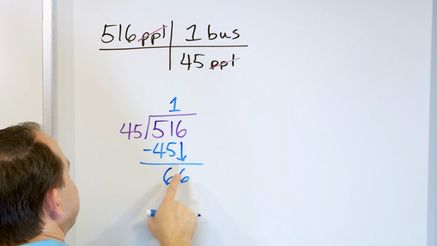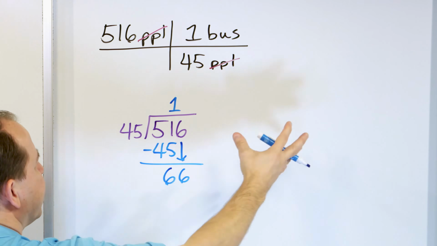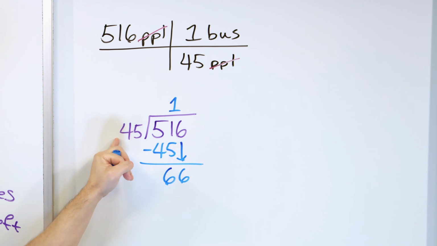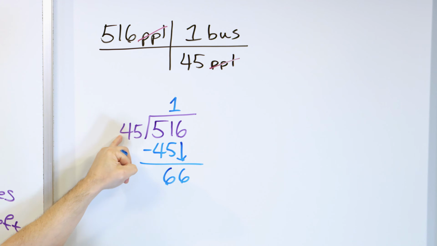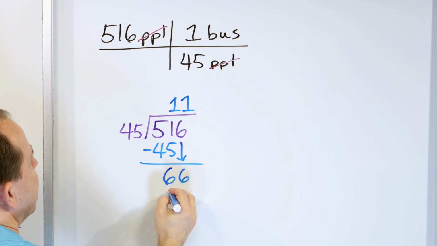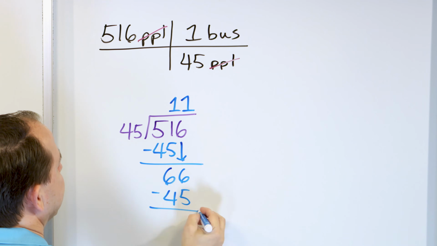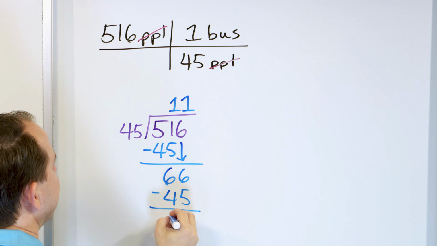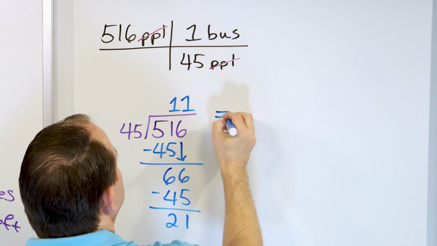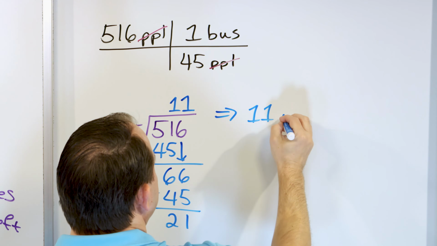Now, 45 times something is 66. Now, you can go off to the side and try to multiply by 2, but it's going to be way too big. You know it's going to be at least bigger than 80 because 40 times 2 is 80. So it has to be times 1 again, 45. Subtract. 6 minus 5, 1. 6 minus 4 is 2. And, of course, there's no other digit, so this is the remainder. What do I get here? 11 with a remainder of 21.